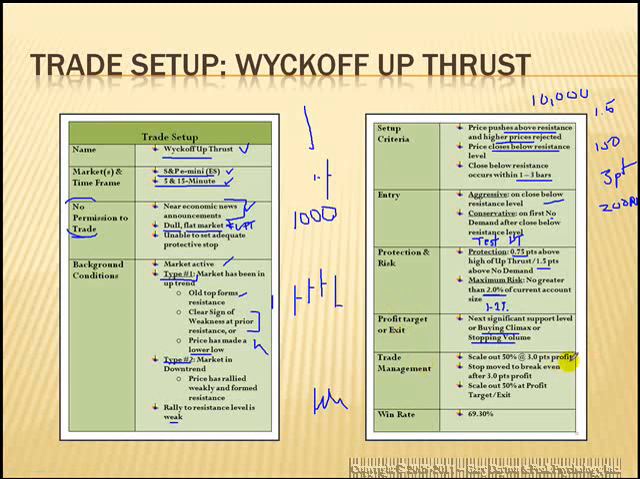Trade management. I said we would talk a little bit about scaling out. You can scale out, meaning that you take a piece off when certain events are achieved. And this is just an example. It's not what I recommend, or it's not even what I do. It's just a way to do it.